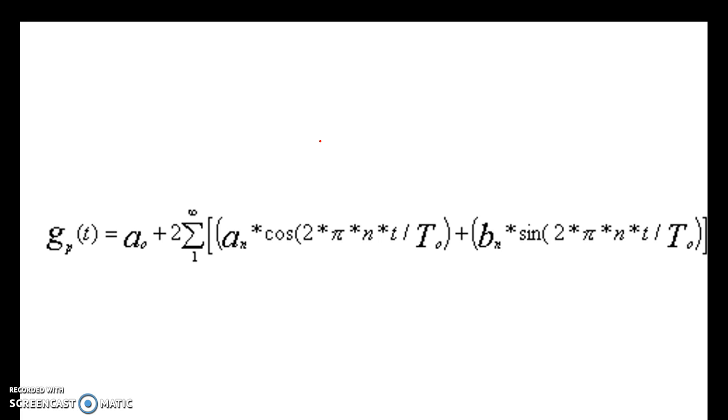After the Fourier series expansion of g sub p of t, the form is of the following, and here's the equation. The terms a sub n and b sub n are the unknown amplitude of the cosine and sine terms. Basically, the Fourier series is used to represent a periodic signal in terms of cosine and sine waves.